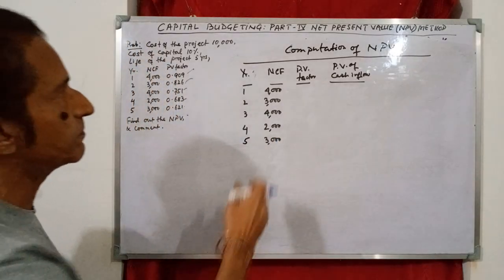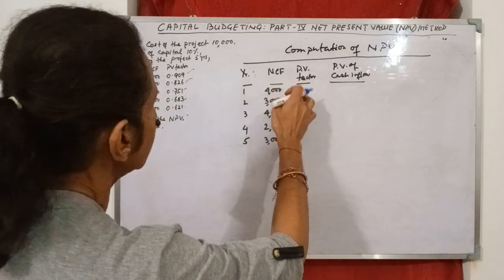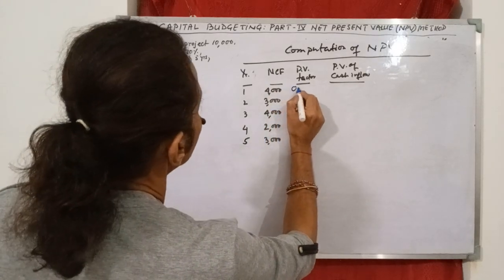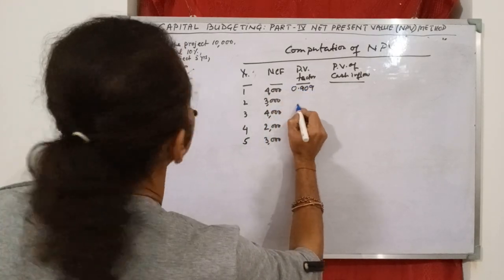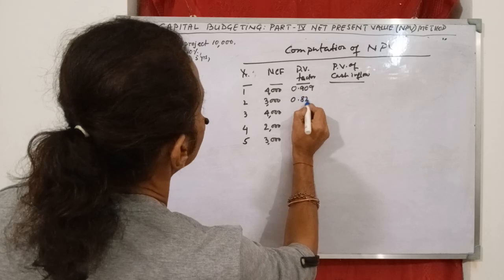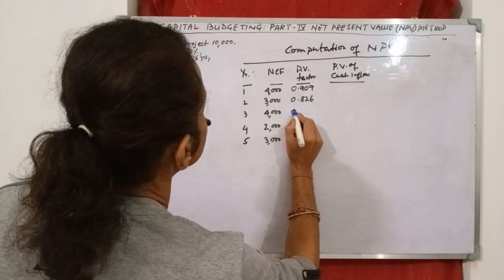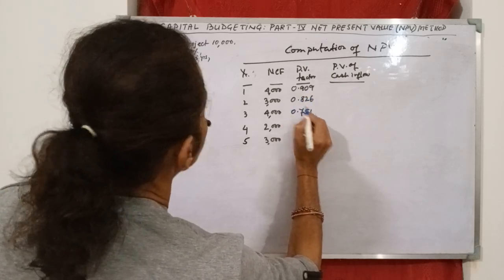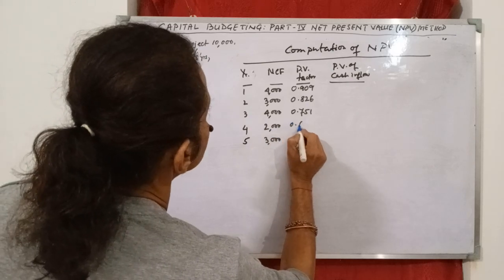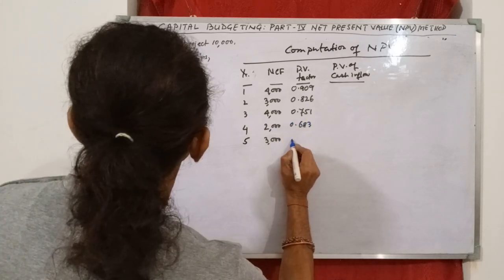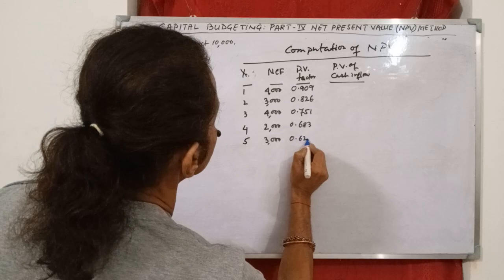Now you put the PV factors directly here. So this is 0.909, this is 0.826, this is 0.751, this is 0.683 and this is 0.621.